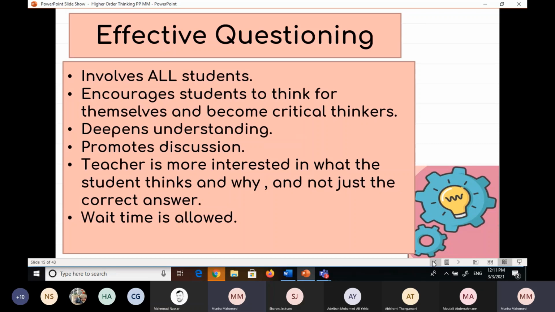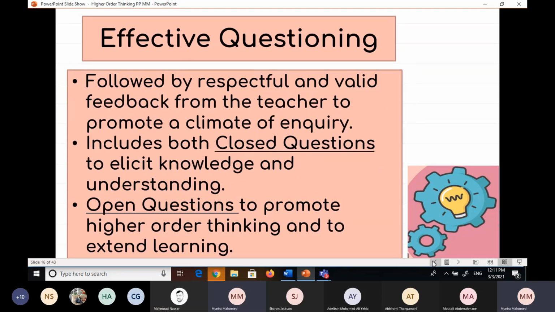Also, we try to deepen their understanding and not just scratch the surface of what they need to know. They need to have a deeper understanding of what is actually going on, and therefore we promote discussion with the questioning, and this is how they are able to explore many more ideas. Teachers should be interested in what students think and why, and not just the correct answer they're going to give us. Wait time is allowed, but sometimes it's very difficult when we think about how we ask our questions in class, and we'll come to that.